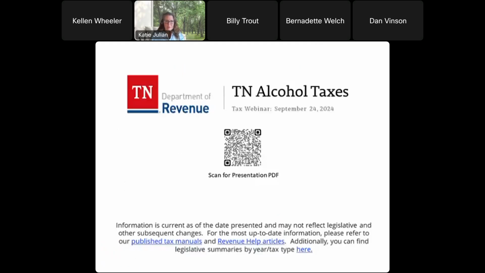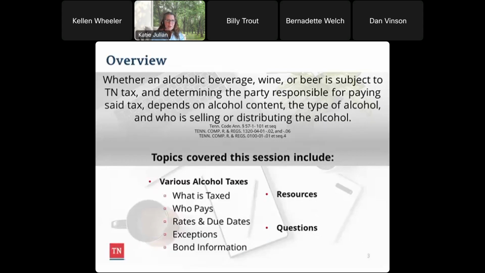So moving along here, we've got a lot of content to go over today on Tennessee's alcohol taxes. Whether an alcoholic beverage, wine, or beer is subject to Tennessee tax, and determining the party responsible for paying the tax, will depend on several things, like the alcohol content, the type of alcohol, and who is selling or distributing the alcohol. We're going to unpack all of that today.